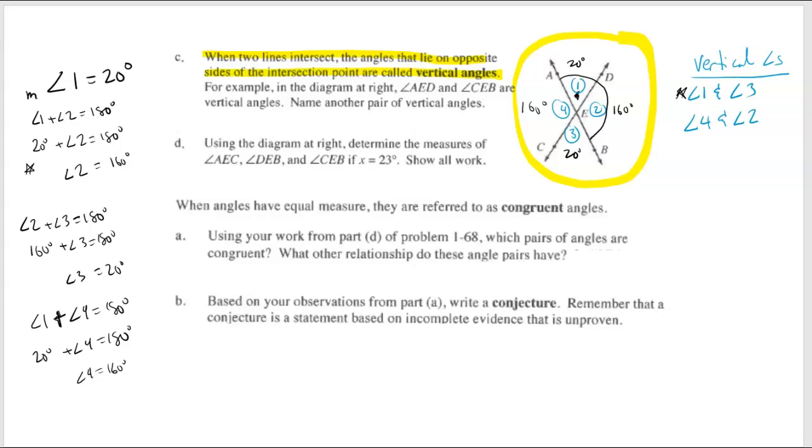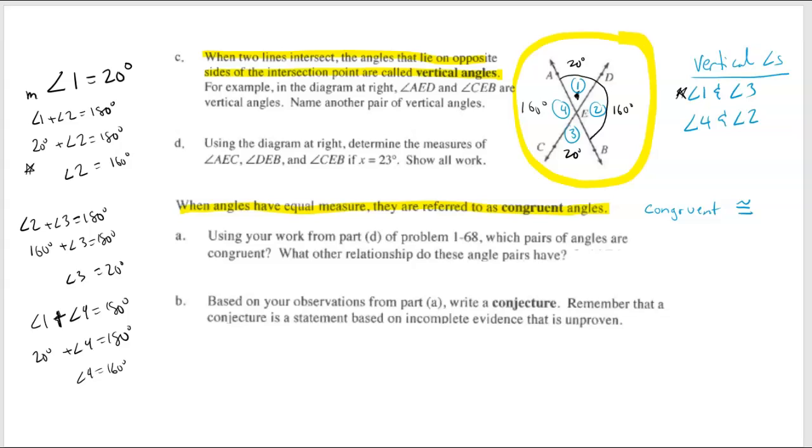Whenever angles have the same measurement or line segments have the same measurement, we can call them congruent angles. So go ahead, copy that down. And we do have a congruent symbol. So the congruent symbol looks like this, a little equal sign and a squiggle.